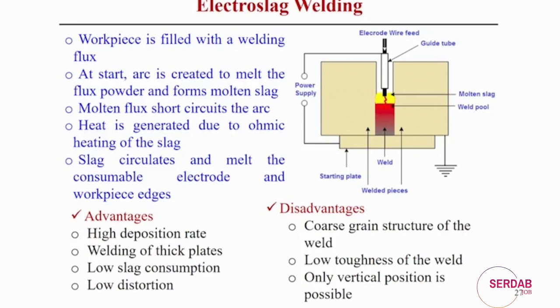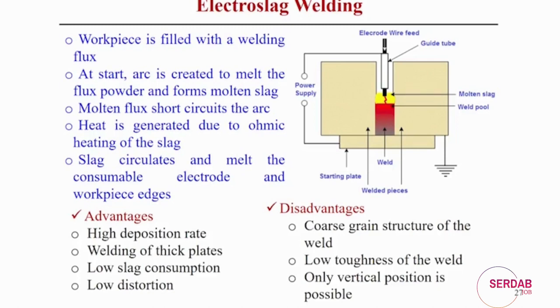If we look into this figure, we use the electrode wire and the power supply, that means to make the electrical circuit. The guide tube is also there, and the wire, electrode, guide tube and the flux produce the molten slag. In this case, the advantage is that it produces the molten slag, and then indirectly that molten slag produces the weld pool.